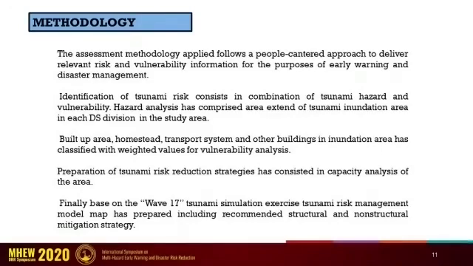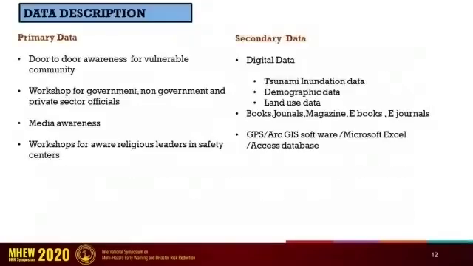Then the risk is divided by the capacities to identify the risk index values. Then finally the Tsunami Wave 17 exercise gave the lessons learned to develop structural and non-structural mitigation strategies. So these are the primary and secondary data applied for this research.